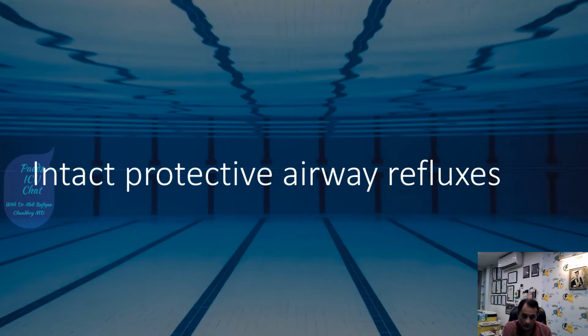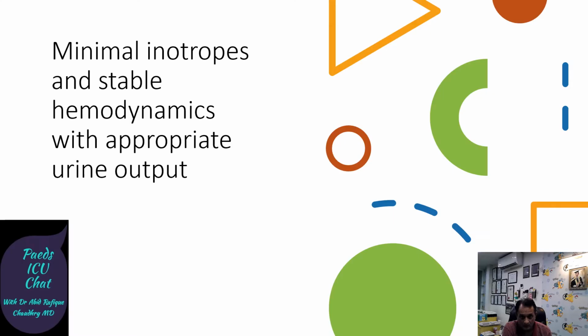Also, they need to have intact protective airway reflexes. That means GCS should be good, and there should be good gag and cough reflex. Minimal inotropes, stable hemodynamics with appropriate urine output.